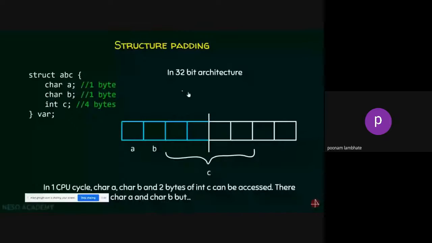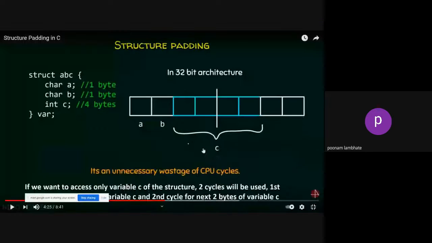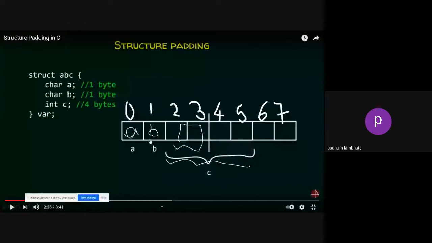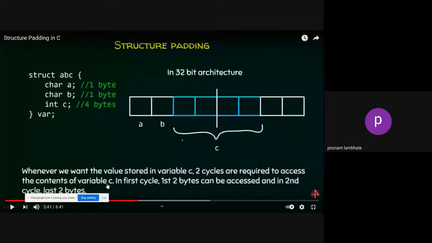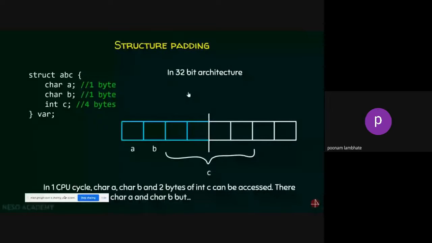So this is how the location which we left empty is called the padded location. That location has been padded, meaning you have left it empty. That is called padding. So now, what is the advantage of this padding? You might be thinking, why not store it consecutively?